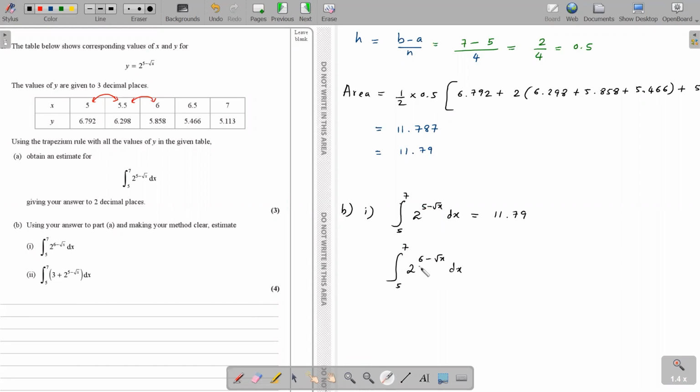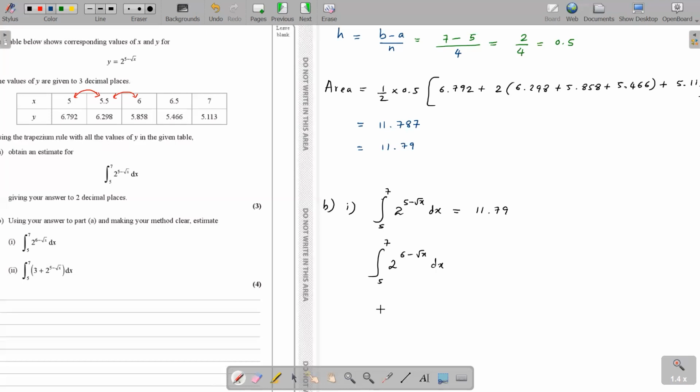You can see we have 6 here. Can't I break the 6 up? Because I want to see 5 here. I want to see 2 having a power of 5 minus root x, not 6. So what do we do? We break it up. How do we break it? I write 2 to the power 6, and I'm going to break it up and write it as 1 plus 5, because I want to create a 5 here: 1 plus 5 minus root x. Have I done any change to the sum? Basically 6 is written as 1 plus 5.